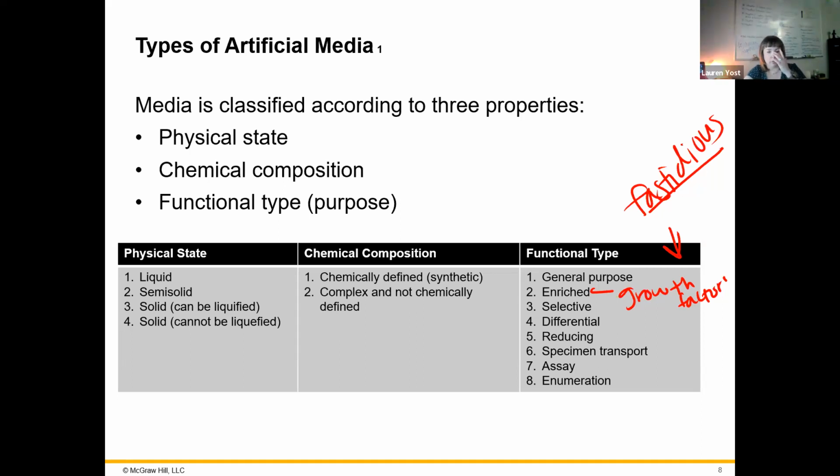Selective, differential, reducing, specimen transport, assay, and enumeration. Most of these kind of speak for themselves. We're going to go through most of these.